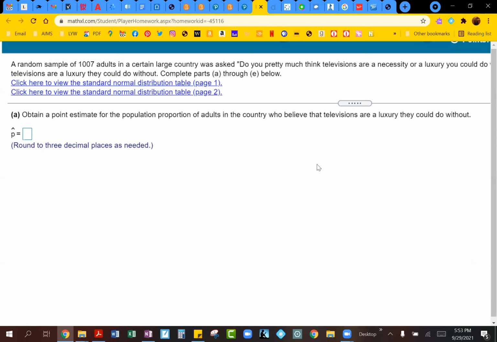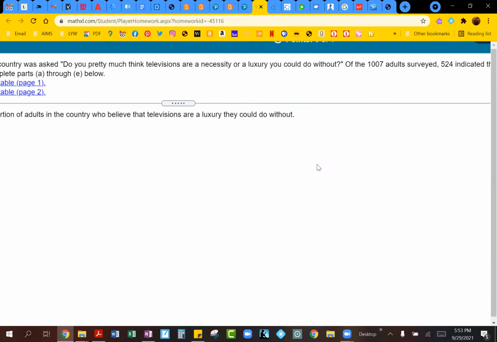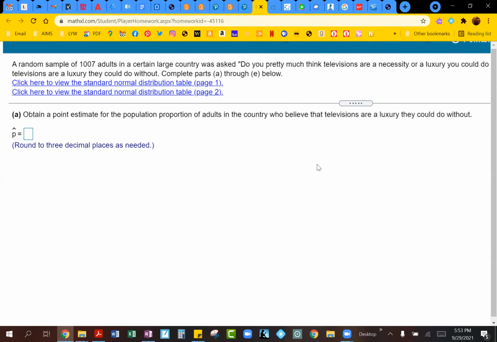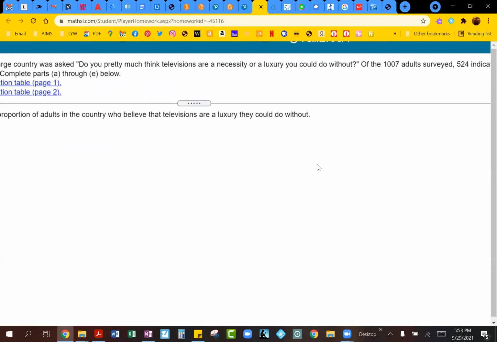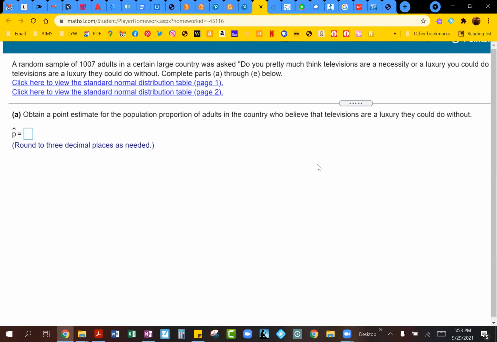So this one, as you can see, is talking about a random sample of 1,007 adults in a certain large country who were asked, do you pretty much think televisions are a necessity or a luxury you could do without? And then from that 1,007 adults, 524 indicated that televisions are a luxury they can do without. So they're giving you the total sample size and then they're telling you, 524. So approximately half of them were like, yeah, television's a luxury we can do without.